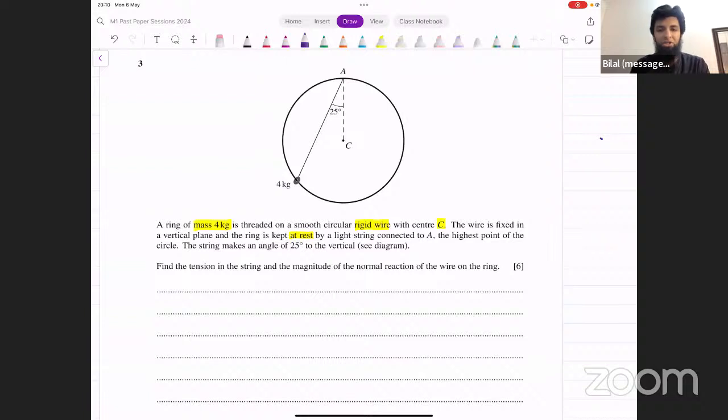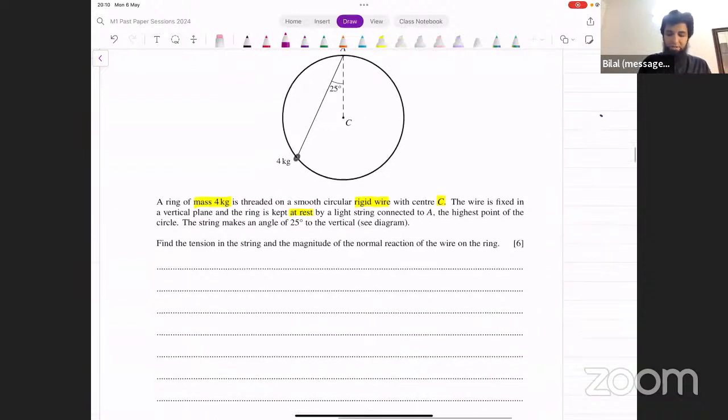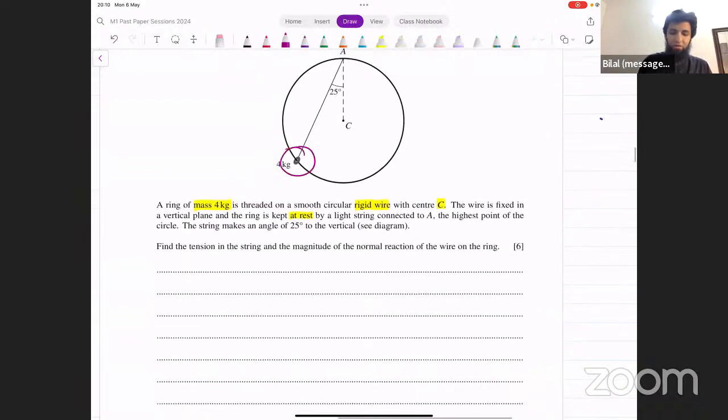Tension and normal reaction, these are two things that we're looking for. It's an equilibrium problem. However, they've made it slightly complicated by making it a circle instead. Now, how do we think about this? Let's think about all the forces acting on this ring. Mass of the ring is 4 kilograms, so weight is going to be 40 Newton. Weight always acts vertically downwards, so this is the direction of the weight that's acting here.